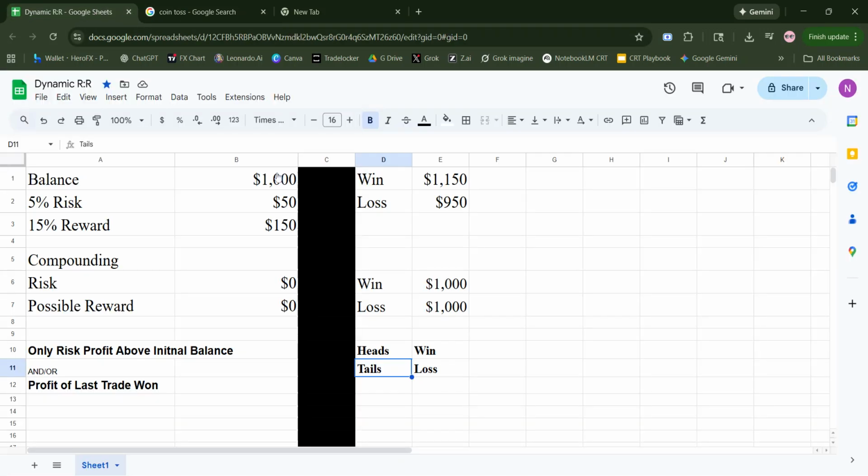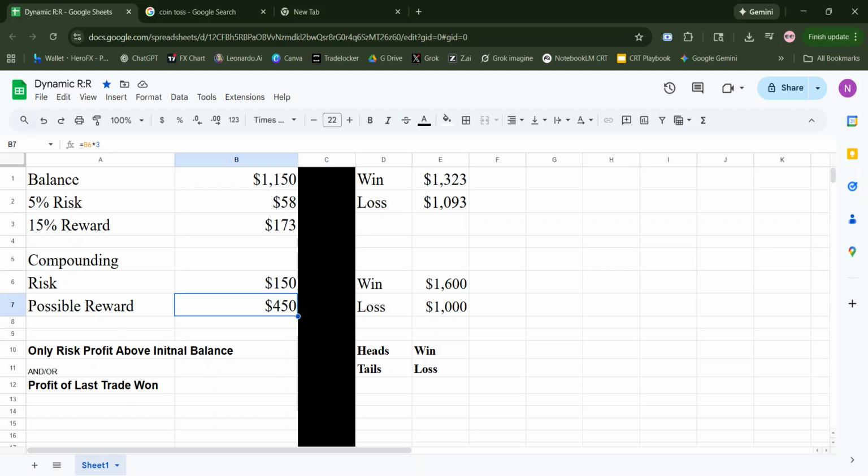So this is going to be heads, so we'll treat this as a win. So we win 150. So our new balance has already been worked out for us. It's going to be $1,150. Now, here's what we do. We take this 150 that we just won and we put it right here, and we are going to risk that 150.